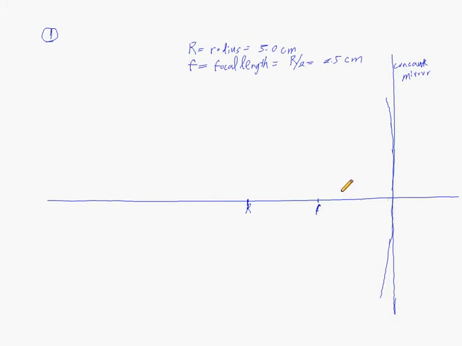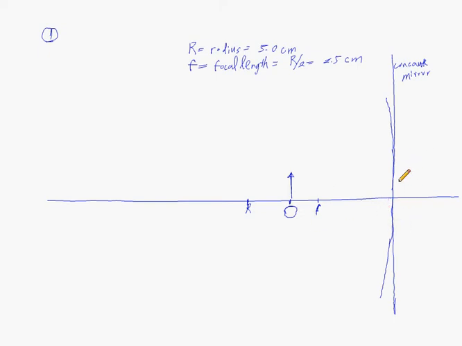The problem says the object is placed 3.5 centimeters in front of the mirror. So this is where the object is located. For the object we're going to use an arrow with an arrowhead on it, just like that. That is my object. So now we've drawn the problem.